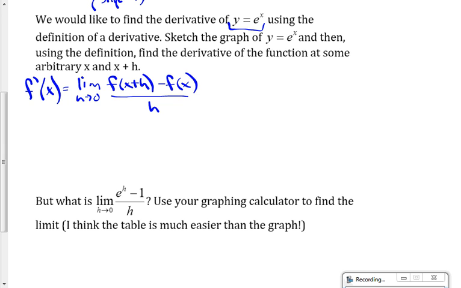Specifically for e to the x, this is going to look like e to the x plus h minus e to the x all over h. Sorry, don't forget your limits. Limit as h approaches 0. Okay.